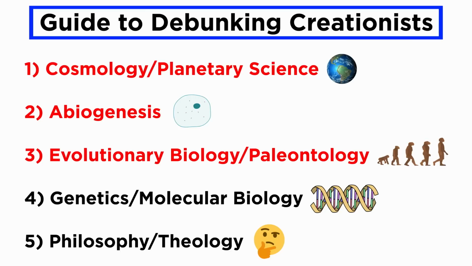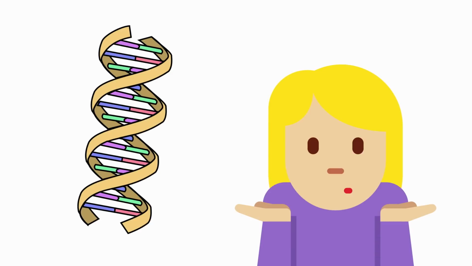So far in this series, we have gone through the most common creationist talking points pertaining to cosmology, planetary science, abiogenesis, evolutionary biology, and paleontology. Let's continue by zooming into the molecular level so that we can discuss evolution from the standpoint of genetics and molecular biology. Most creationists do not comprehend genetics on even a high school level.